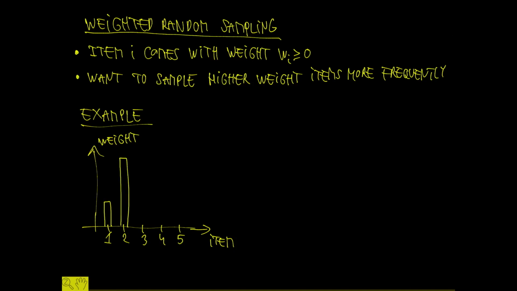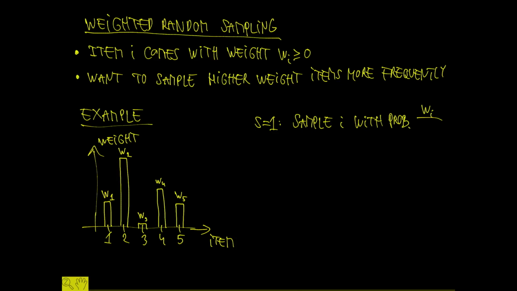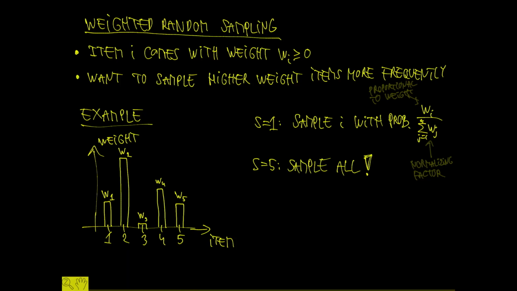And this is in order to simply gather more information about high weight items. So let's look at a small example. We have our weight distribution here, a bunch of items with different weights. Suppose we just want to sample a single item. Then there's a very natural thing one can do. We can sample item i with probability w_i divided by the sum of all weights. So this gives a sampling probability proportional to the weight, which is nice. And the normalizing factor down here ensures that this is actually a probability distribution, that we get one sample in expectation.